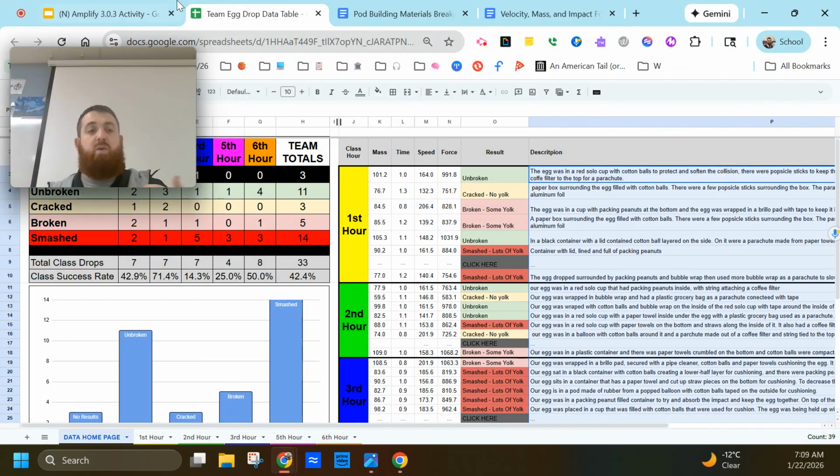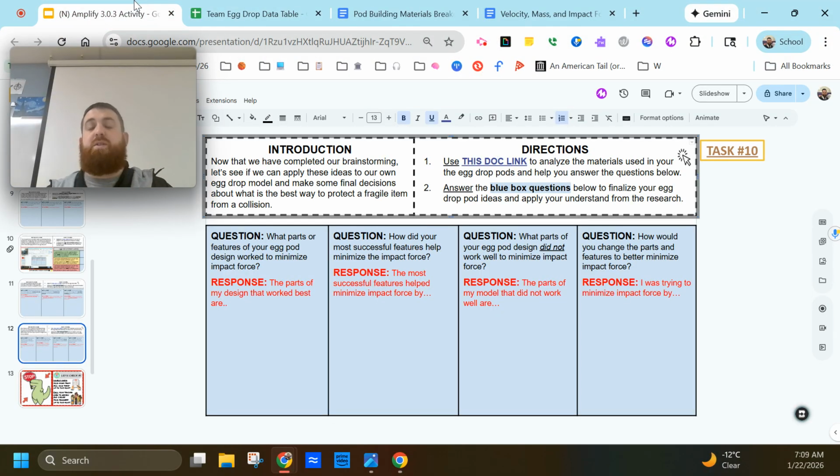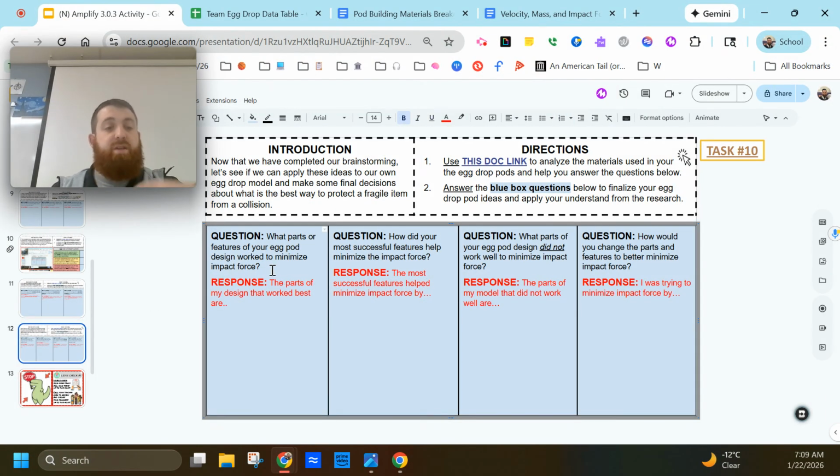And this is where you're going to turn what you've learned about impact force and iterative tests, and you're going to figure out, based on your individual pod, what parts or features of your pod design work to minimize impact force. So what works the best, what were good ideas. Maybe those are ideas that you had that match some of those successful pods. How did your most successful features help to minimize impact force? So what did they do? Were they helpful when minimizing that mass? Were they helpful when minimizing the velocity or increasing that collision time?